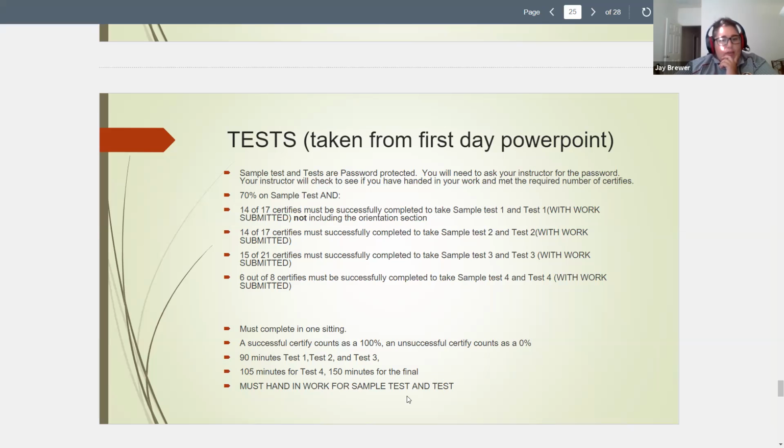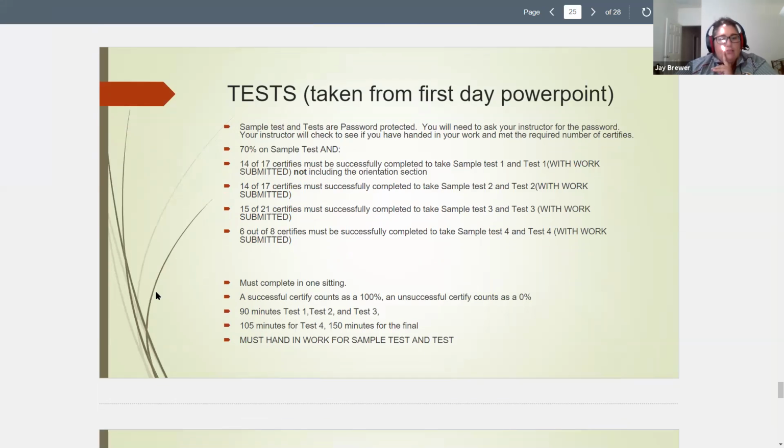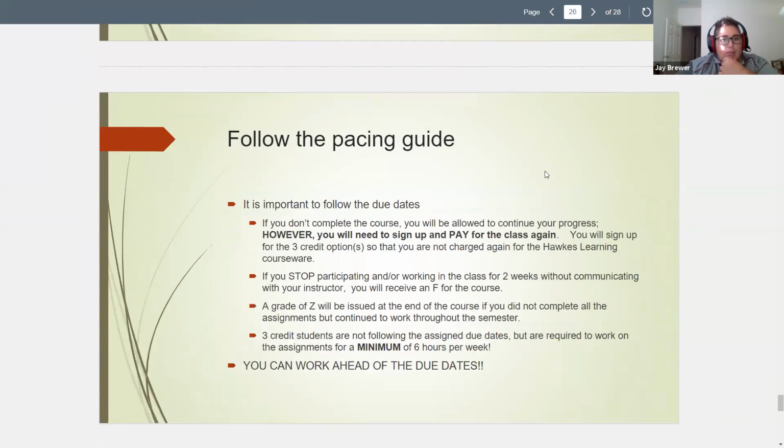You must hand in your work for the sample test and test. And you can definitely see from Canvas what you need to turn in by hand. It's written out very nicely. When you go into assignments, it'll say assignment 1 work. That's where you put it. And eventually it'll say test 1 work, and that's where you put that. So it's done very nicely.